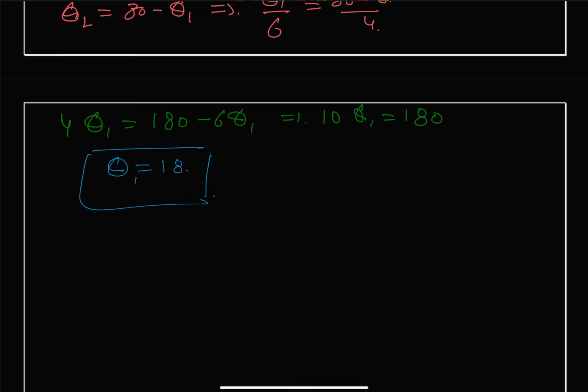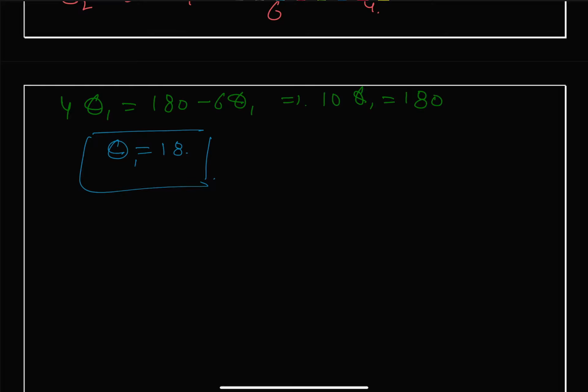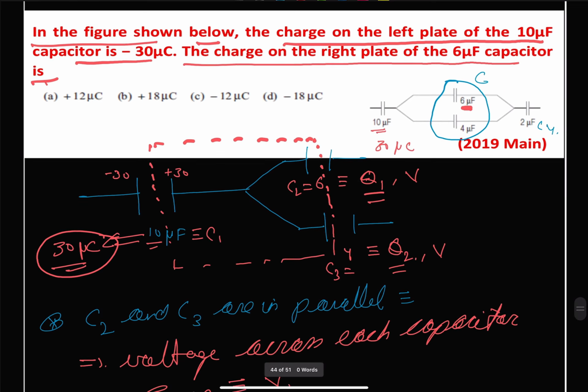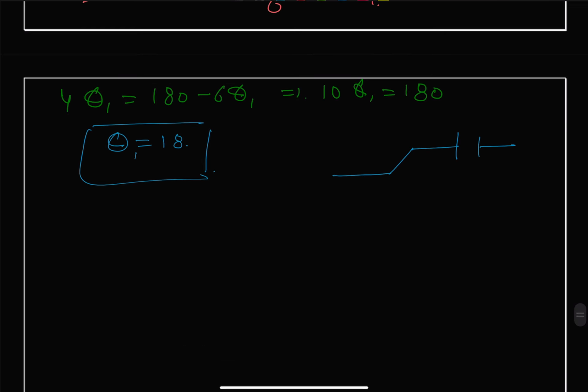So it means that the charge on this, we call this C2. Charge on C2, which was our Q1, is equal to 18 microcoulomb. And we know that the left plate was given as minus 30. So right plate will be plus 30.